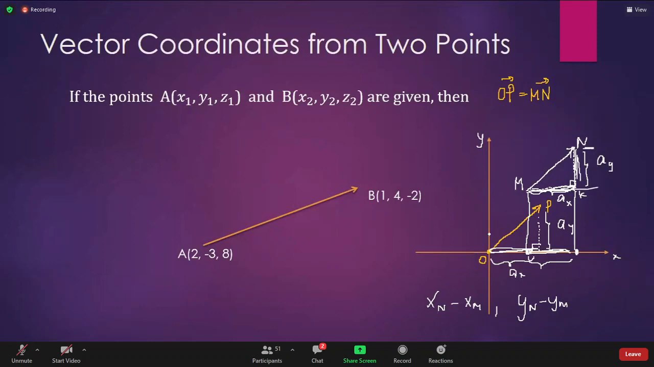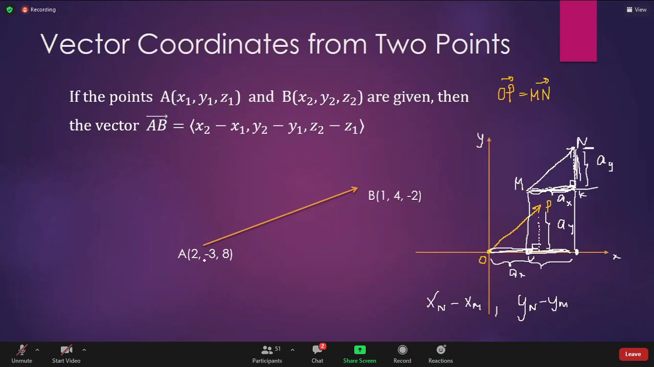If the vector is going in another direction, downwards or backwards, it might happen that the endpoint coordinates are smaller, less than the starting point coordinates. So this might give us negative vector coordinates, but that's all perfectly fine. So in this case, the vector AB has coordinates that are the difference of the coordinates of the endpoint and the starting point. Endpoint coordinates minus starting point coordinates.